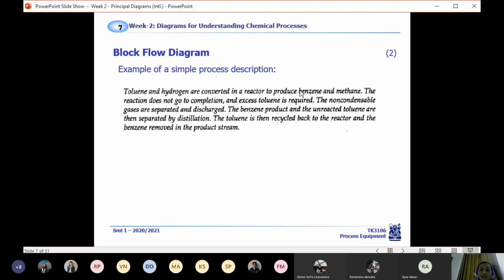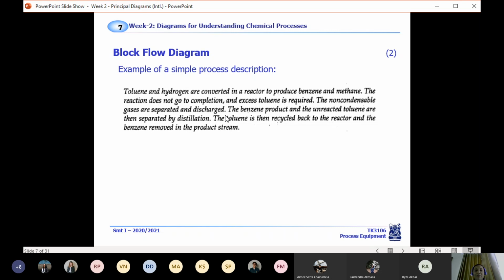After that, in the third sentence, the non-condensable gas is aspirated and discharged. So you again have the information that in this plant there will be a block of separation, because the third sentence mentions the separation and discharge. So there will be a separation. And then the benzene product and unreacted toluene are separated by distillation.